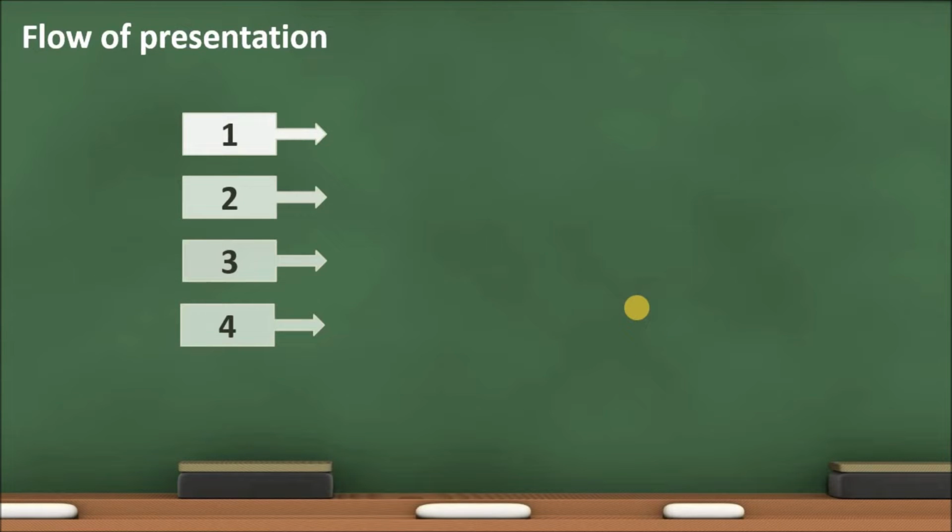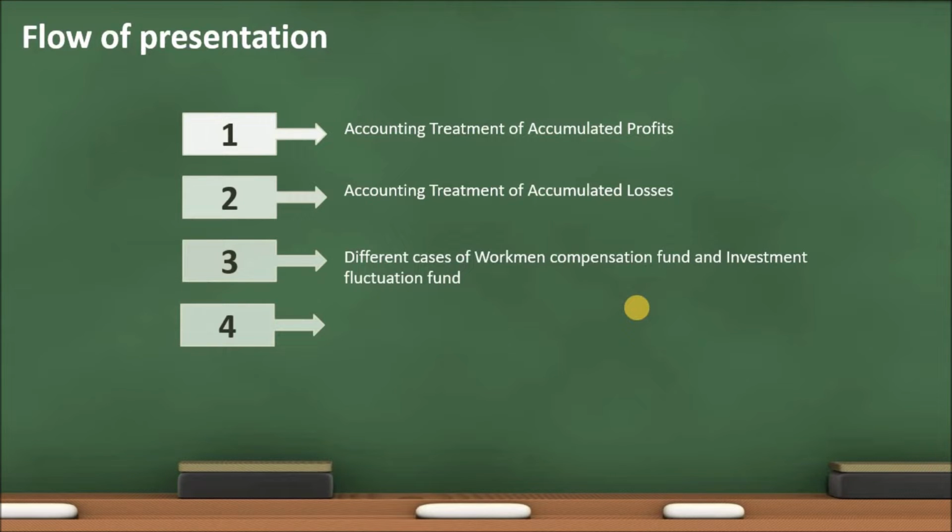I will first like to discuss with you the flow of my presentation or video. I am going to first start with the accounting treatment of accumulated profits. Then we will discuss accounting treatment of accumulated losses. Then we are also going to discuss the different cases of workmen compensation fund and investment fluctuation fund. And in the last, we are going to conduct one quiz based on the topics which we have covered.